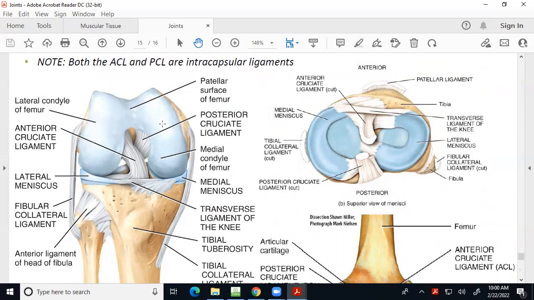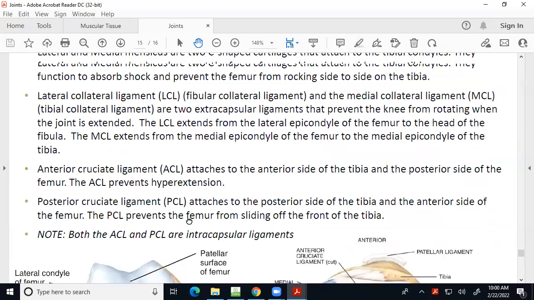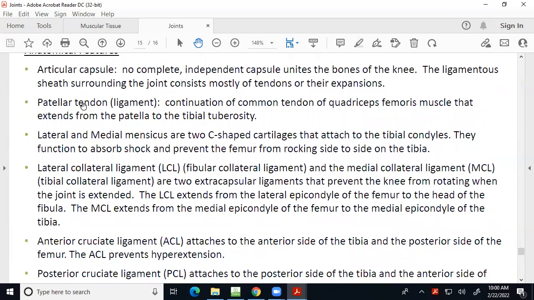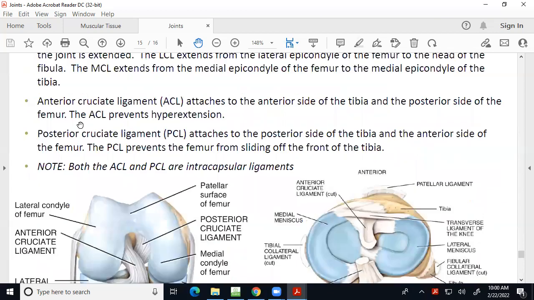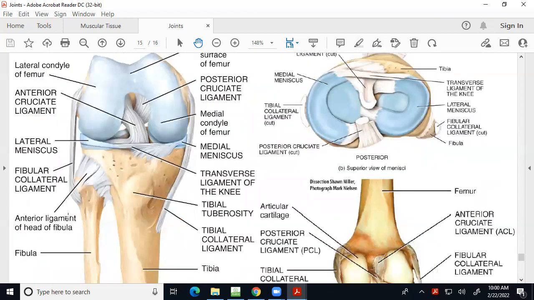Now this is a deep view, and that's because we've removed the patella and the patellar tendon or patellar ligament, whatever you want to call it. Commonly, most people will call it the patellar tendon. With a continuation of the common tendon, the quadriceps femoris muscle extends from the patella to the tibial tuberosity. So if the patella and the patellar tendon were here, the patella would be covering this space here, and then the patellar tendon would be right here. We wouldn't be able to see any of these internal structures. So I wanted to mention it, but you can't see it.